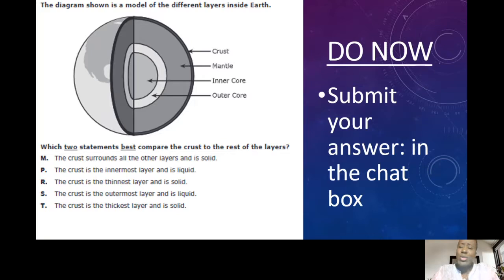Before we get started, we always have a do now. So if you will, read the question with me. The diagram shown is a model of the different layers inside Earth. Which two statements best compare the crust to the rest of the layers? M, the crust surrounds all the other layers and is solid. P, the crust is the innermost layer and is liquid. R, the crust is the thinnest layer and is solid. S, the crust is the outmost layer and is liquid. T, the crust is the thickest layer and is solid. Take a moment and think about it. Read your question. Utilize the model that is shown before you to answer your question.